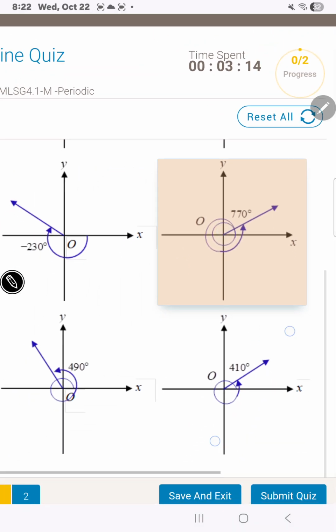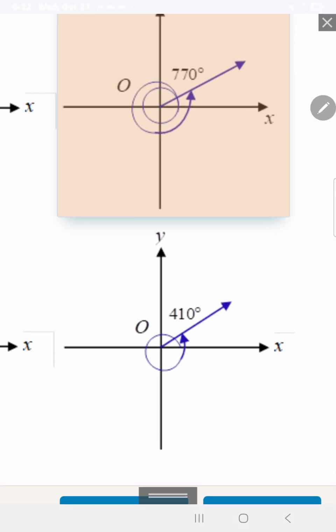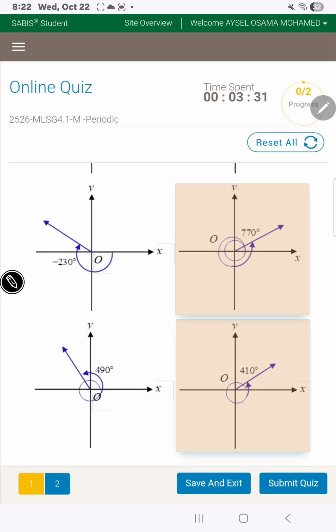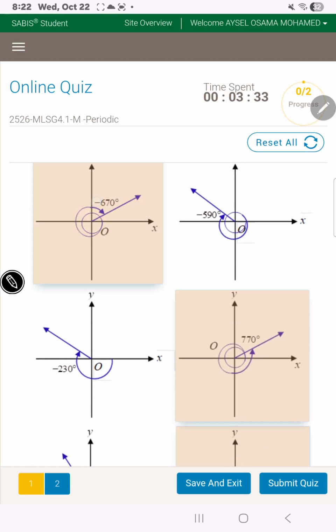Now what about this one here, 410? So here you have 410. Clearly you have to subtract 360, so 410 minus 360, you get also 50. So this is also a correct option. So the three correct options now will be these.